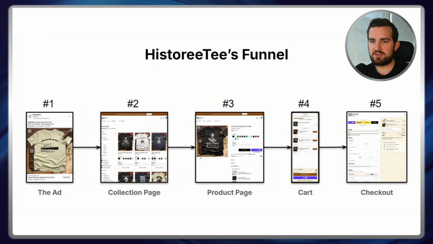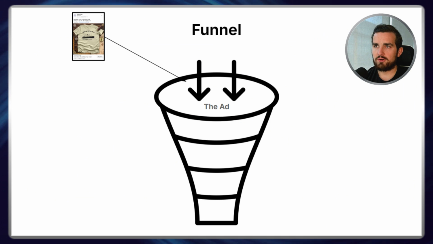Let's do it. So in History Tees, we had a very simple 5-step funnel, starting with our ad to our collection page, then our product page, the cart, and then checkout. So let's see how all of these pieces fit together into what's called our funnel. So our funnel, at the very top, we had our ad, which is what's driving all of the traffic into the rest of the company.